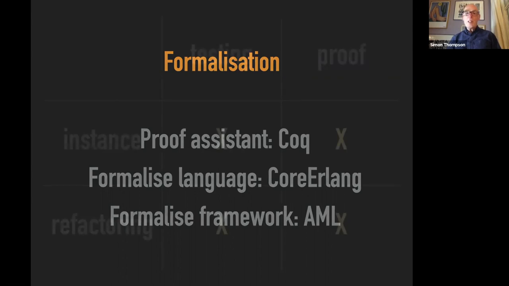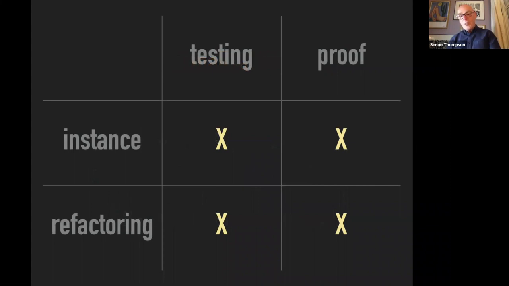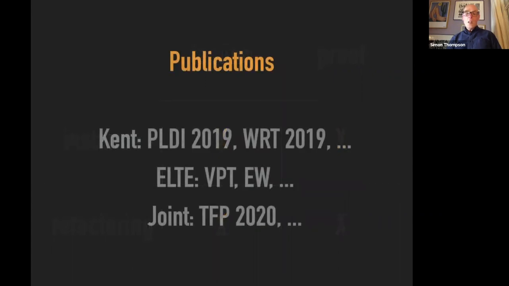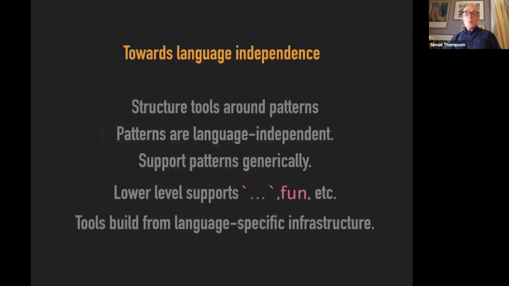So that's where we're working at the moment, and that will allow us to fill in this final square in the bottom right hand corner. As I say, we've done work in the other three, and that will allow us to do some more work in the fourth. And we've got some publications on this. But as I say, we're structuring tools around patterns, and these language independent patterns are allowing us to build tools that support a degree of language independence.